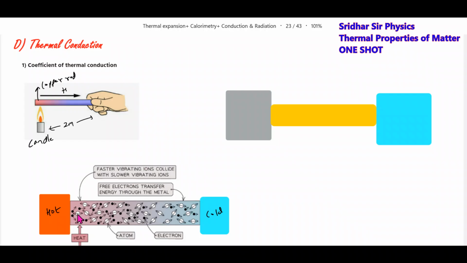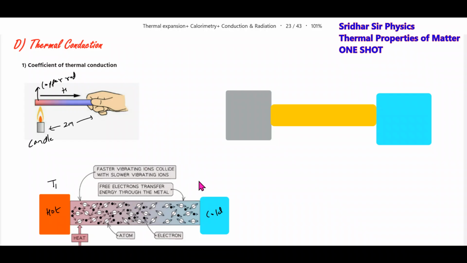Now this vibrating atom will collide with the next adjacent atom, so it will transfer its energy to it. This atom vibrating will transfer to the next atom. This vibrating atom will disturb the adjacent atom and transfer that mechanical vibration. Like that, the heat will flow due to the vibration of atoms and the free electrons. Free electrons will move left and right, but the net flow will be from the hot body to the cold body.